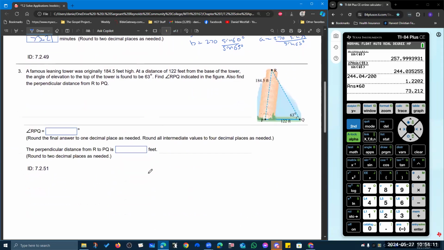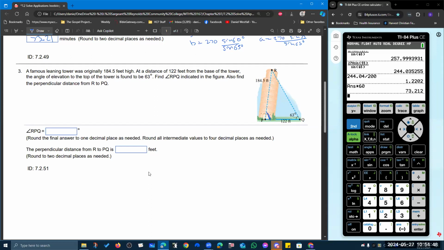Let's move on to our last application problem here, and we're going to talk about a leaning tower. A famous leaning tower was originally 184.5 feet high, a distance of 121 feet from the base of the tower. There's an angle of elevation that's measured to the top of the tower, and it's found to be 63 degrees. We want to find angle RPQ, this angle down here.